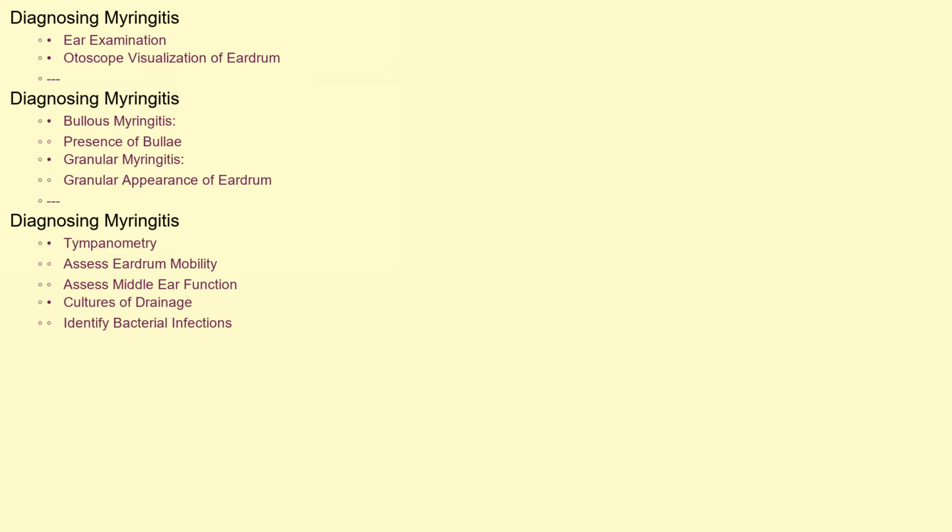Diagnosing myringitis involves a thorough examination of the ear. Using an otoscope, a doctor can visualize the eardrum. In bullous myringitis, the presence of bullae is a key diagnostic sign. For granular myringitis, the doctor will look for the characteristic granular appearance of the eardrum. In some cases, a tympanometry test might be performed to assess eardrum mobility and middle ear function. Cultures of any drainage may also be taken to identify any underlying bacterial infections.